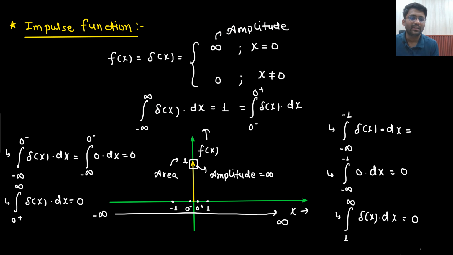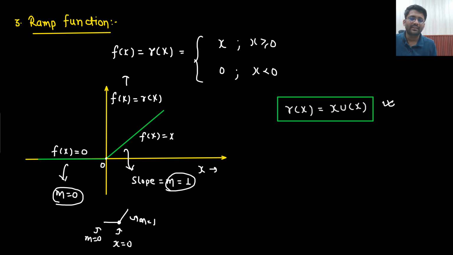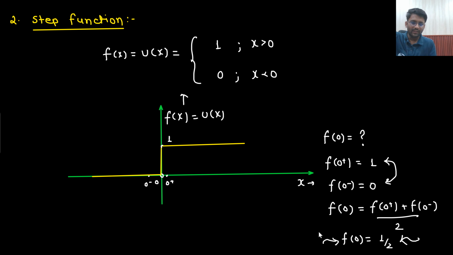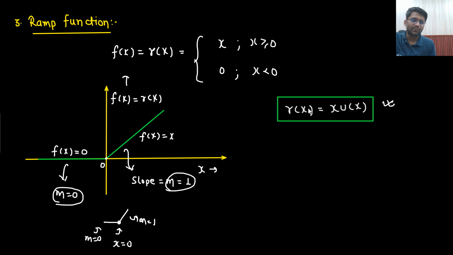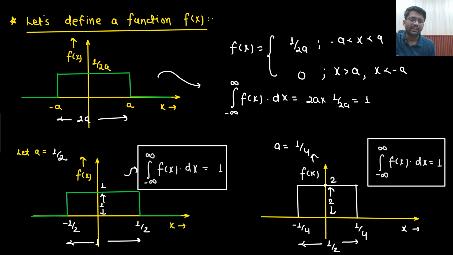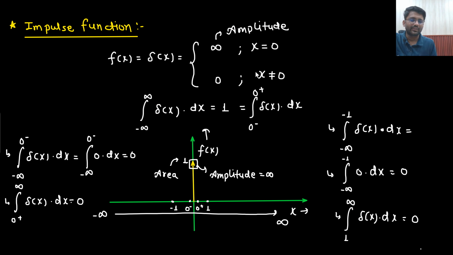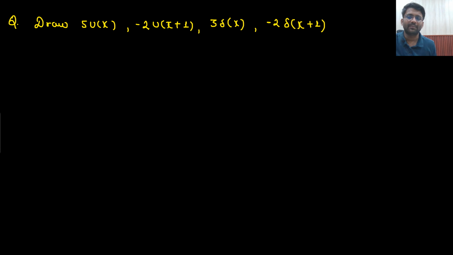What is the meaning of impulse function? For x equals 0 it is showing infinite amplitude, for x apart from 0 it is showing 0 amplitude, and the area is 1. That's it. These are the 3 functions. Just look at the screen very carefully. This we have studied. Then we understood the meaning of r of x could be written as x u of x. And then we studied about impulse function. 3 functions we have studied. These 3 functions were the matter of concern.